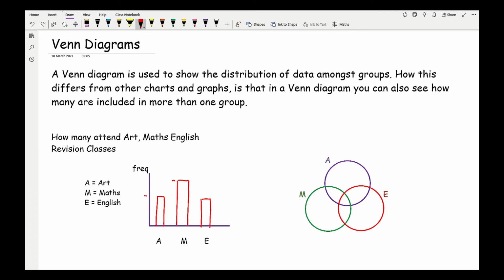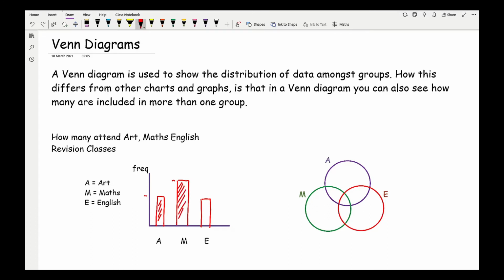However, the problem is what happens if there is a possibility of people attending both art and maths classes. Are they going to be added to the heights of these frequency bars, or are they just going to be allowed to choose one? So that's where it becomes a little bit more complicated.